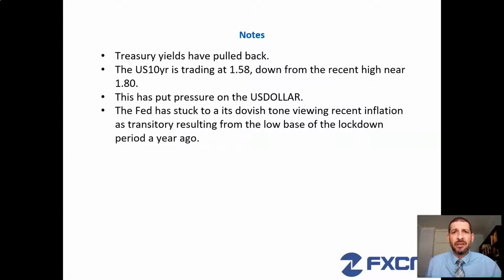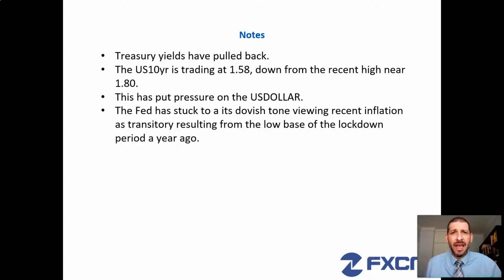Now, Treasury yields have pulled back. They're currently trading around 158, and this is down from the recent high near the 180 level. This has put pressure on the US dollar. And we note that the Fed has stuck to its dovish tone, maintaining that the recent gains in inflation are transitory in nature and only due because of the low base effect. And this is from the capitulation and the sell down from a year ago.